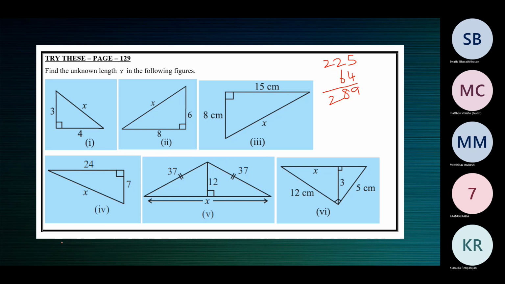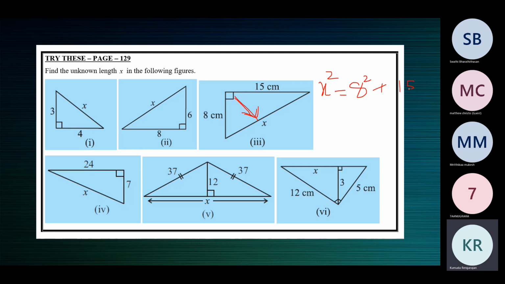Let's do this. So in the third one, the side opposite of the right angle is this one. We have to write x square, the hypotenuse square, separately. X is the hypotenuse because it's opposite to the right angle. So that side square, you should write separately on one side. Then the other side is the sum of the squares of the other two sides.